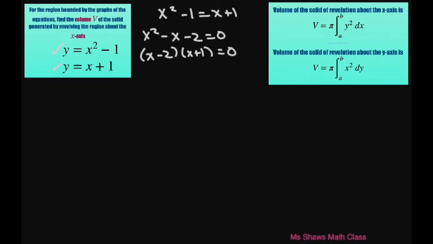So we're going to get x squared minus 1 equals x plus 1. Therefore, we would get x squared minus x minus 2 equals 0. And you factor, you get x minus 2 times x plus 1 equals 0. So we have x equals 2 or x equals negative 1.